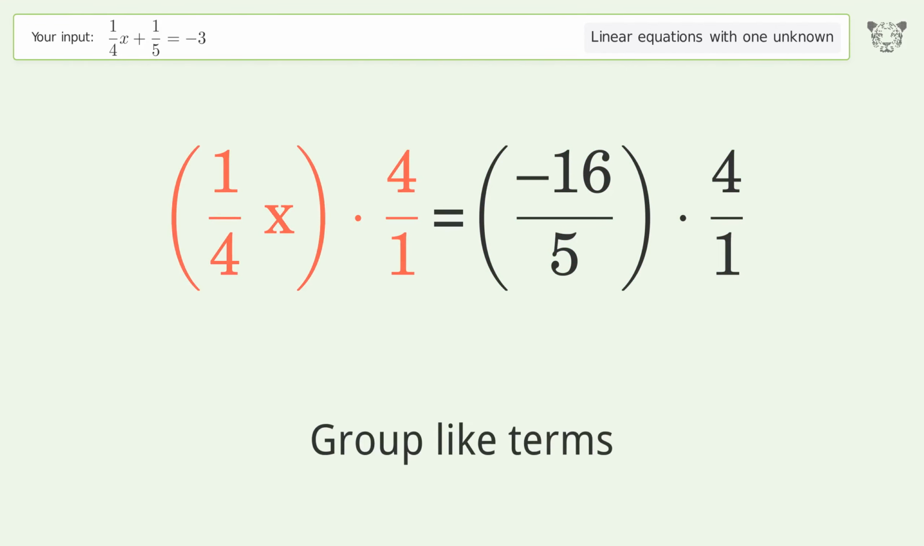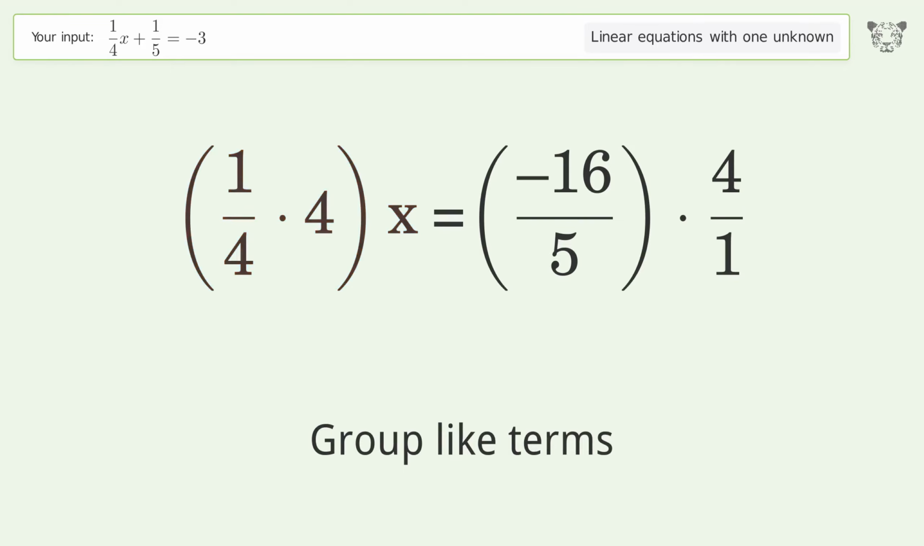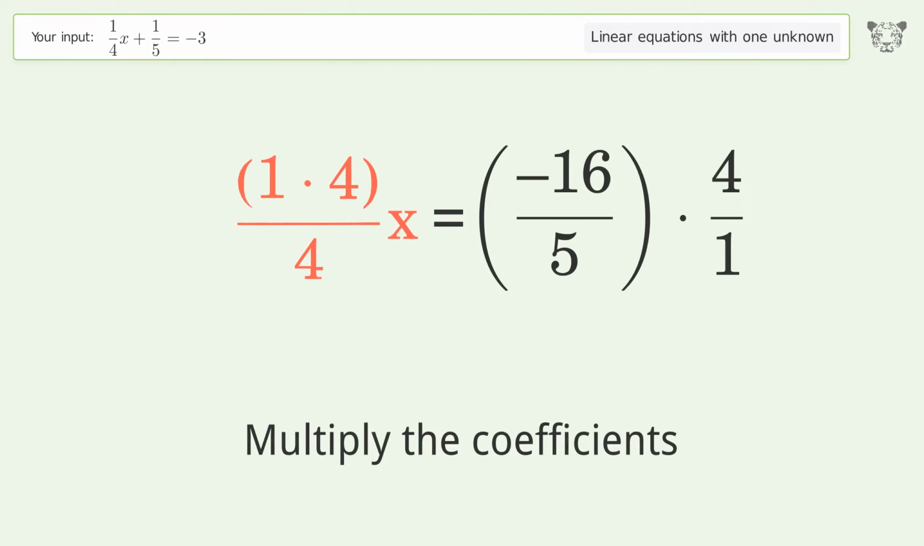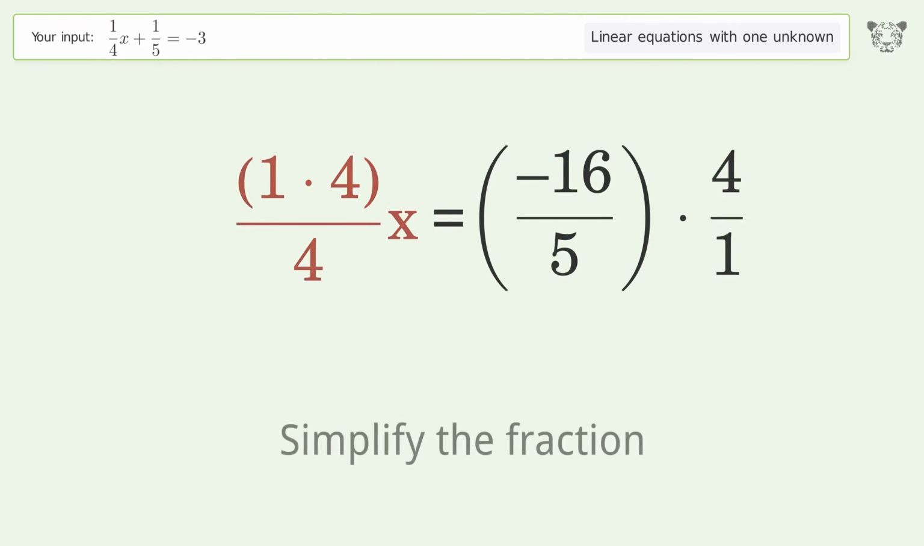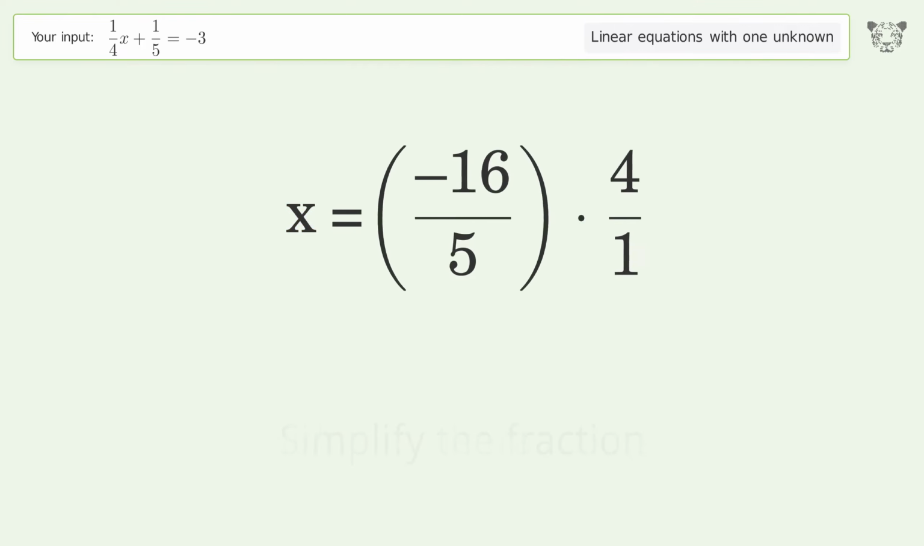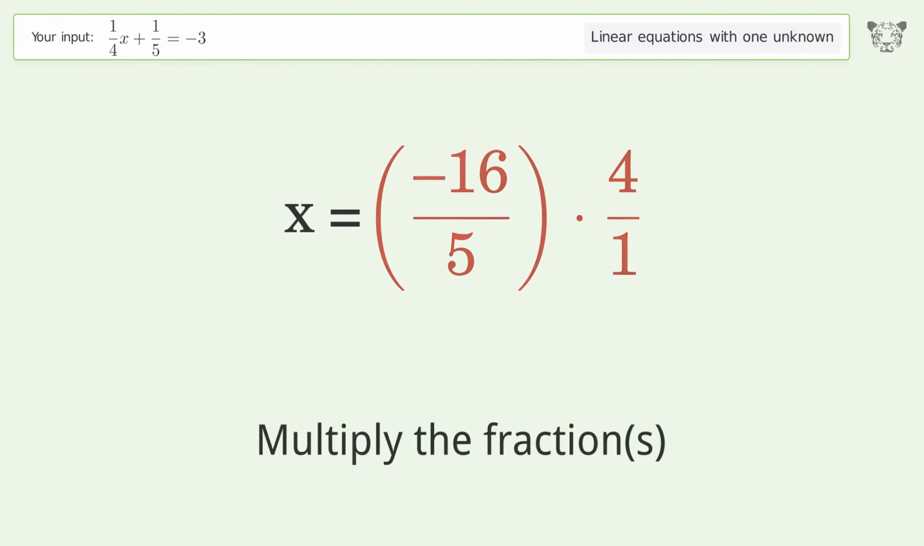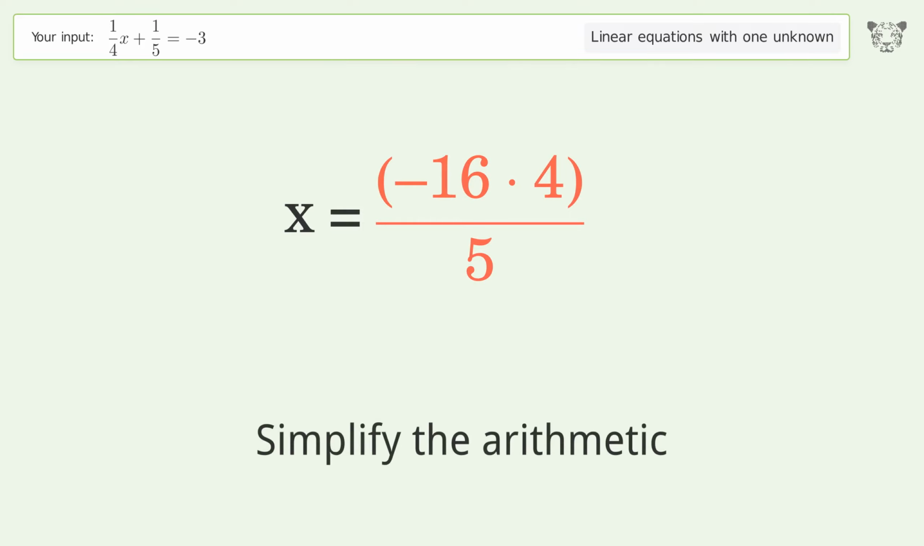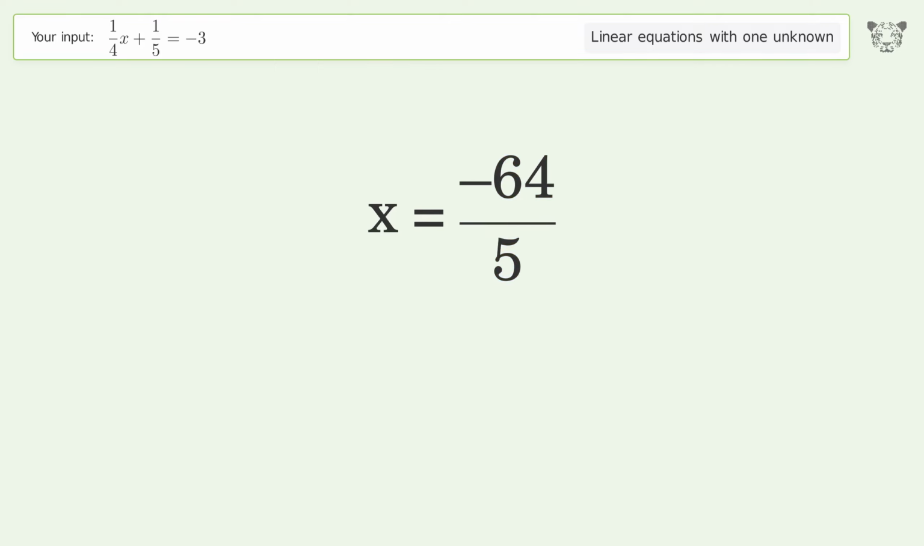Group like terms. Multiply the coefficients. Simplify the fraction. Multiply the fractions. Simplify the arithmetic. And so the final result is x equals -64/5.